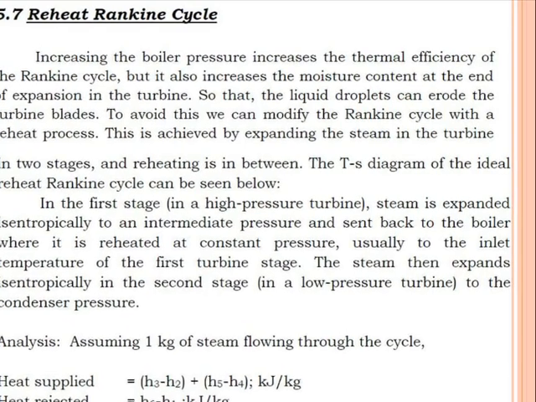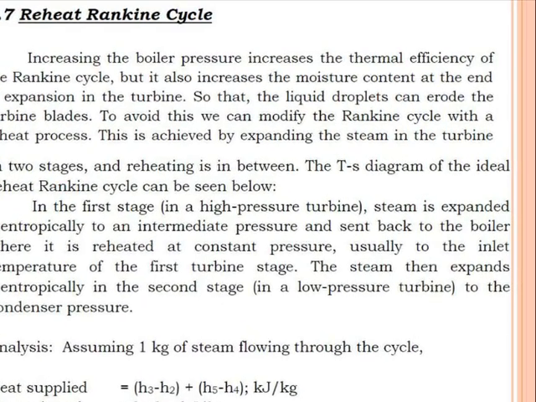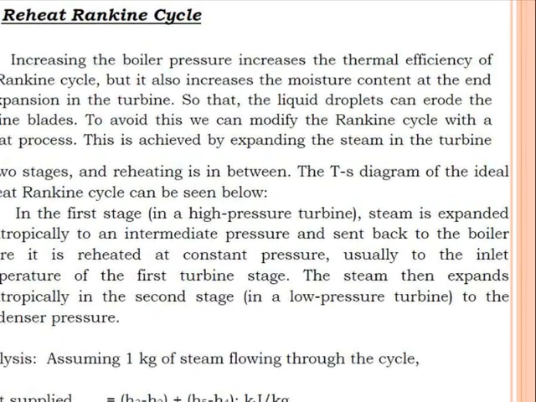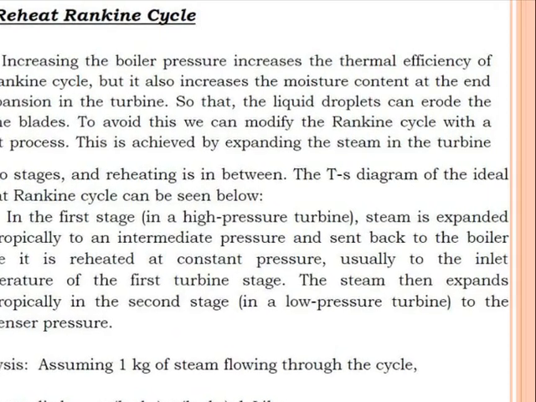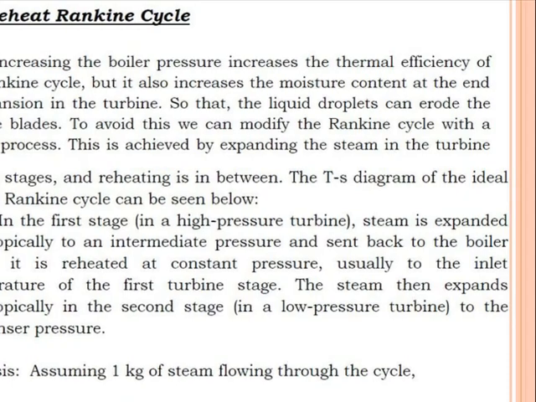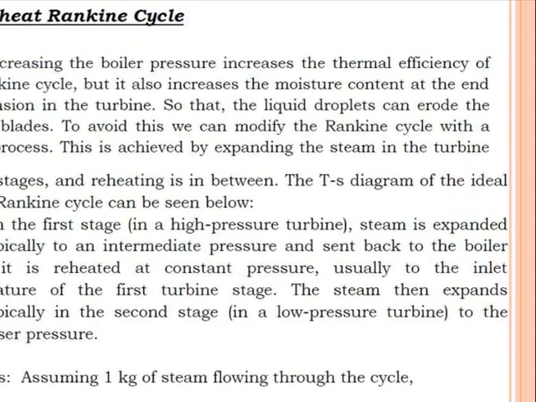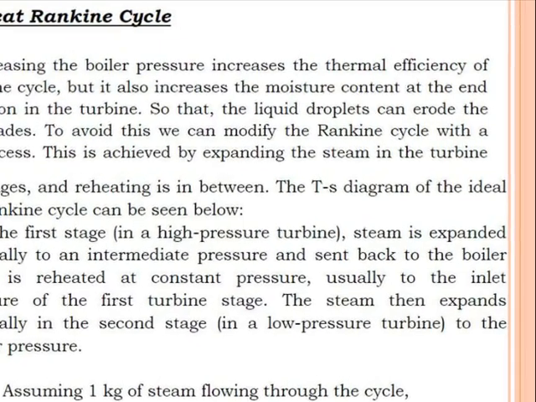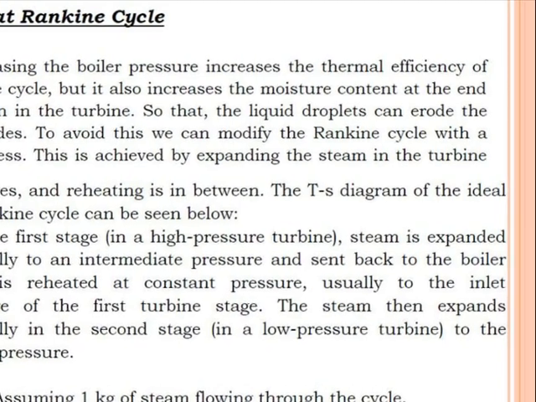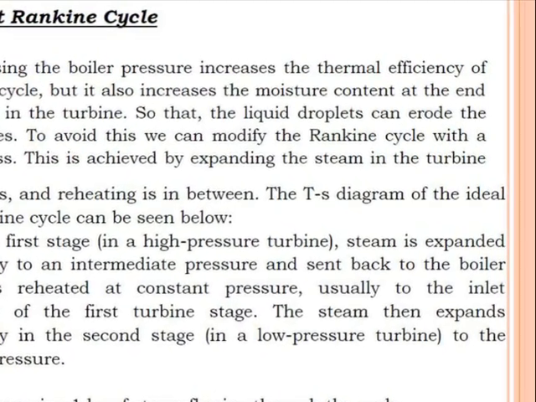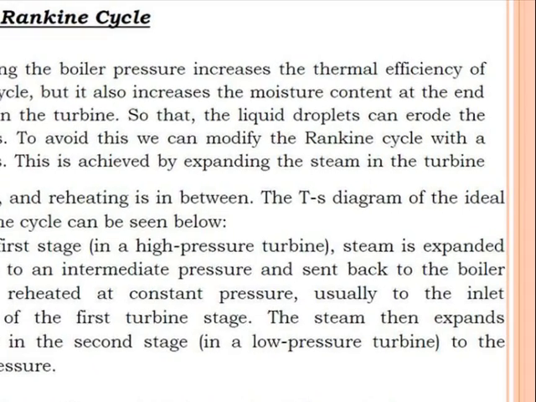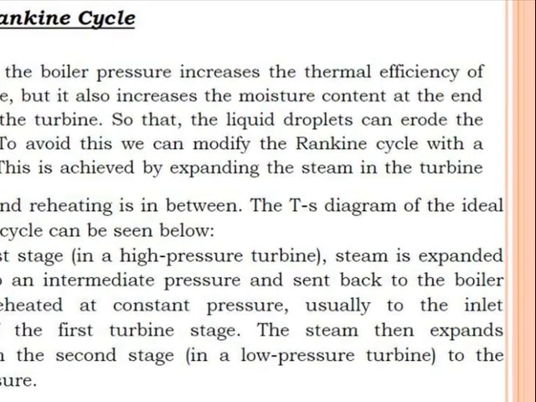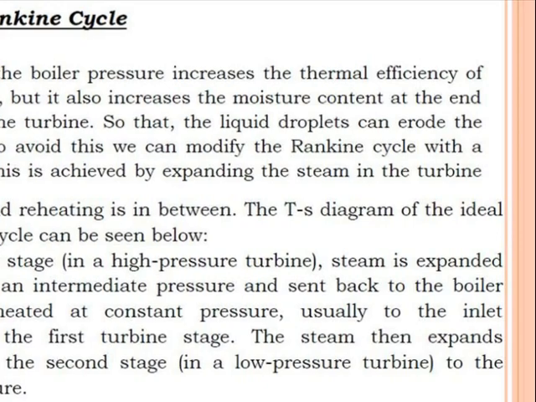Now we have to discuss what is the effect of reheating on the Rankine cycle efficiency. Reheating means we extract the steam at intermediate pressure, and once again we go for reheating of it. Because when we increase the boiler pressure, the thermal efficiency of Rankine cycle will increase, but it will also add moisture content at the end of the turbine outlet, and that liquid droplet will erode the turbine blade. So we have to modify the Rankine cycle, and the new cycle available is a reheat cycle. In the next slide we will discuss the schematic and TS diagram of reheat cycle.